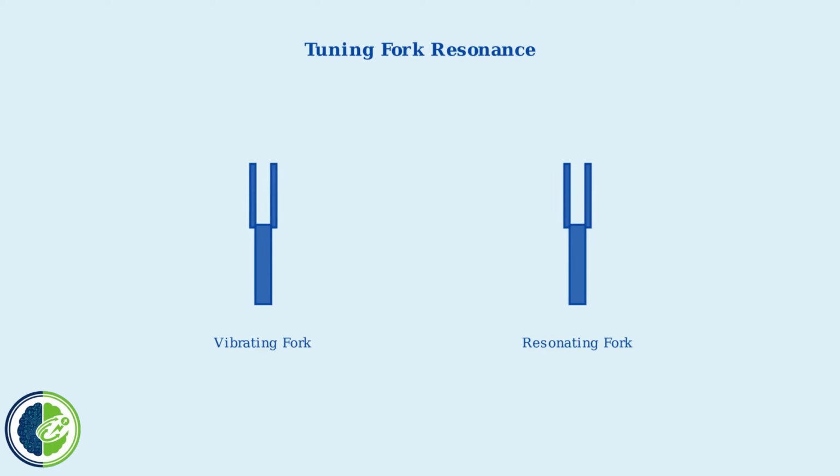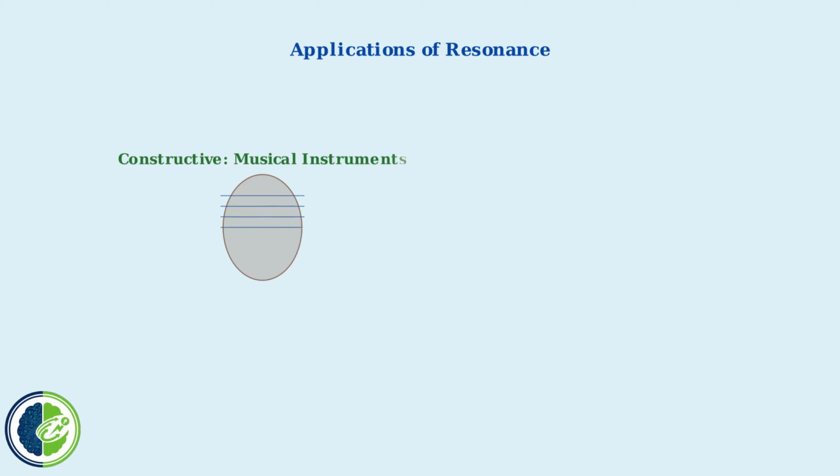A classic example of resonance is the tuning fork demonstration. When one tuning fork vibrates, it can cause another tuning fork of the same frequency to vibrate as well, even without direct contact. Resonance has many important applications. In musical instruments like guitars and violins, resonance is used to amplify sound and create rich tones. However, resonance can also be destructive, such as when wind causes bridges to oscillate at their natural frequency.